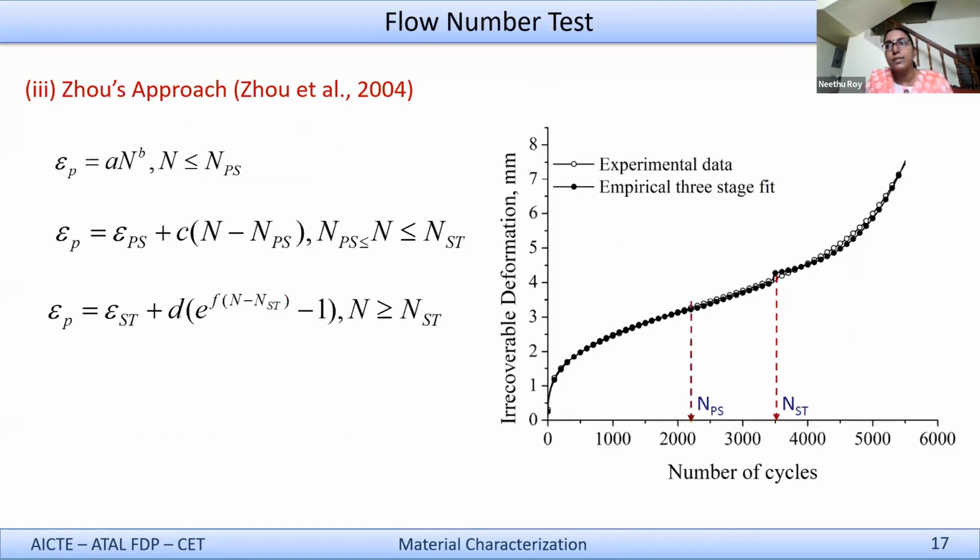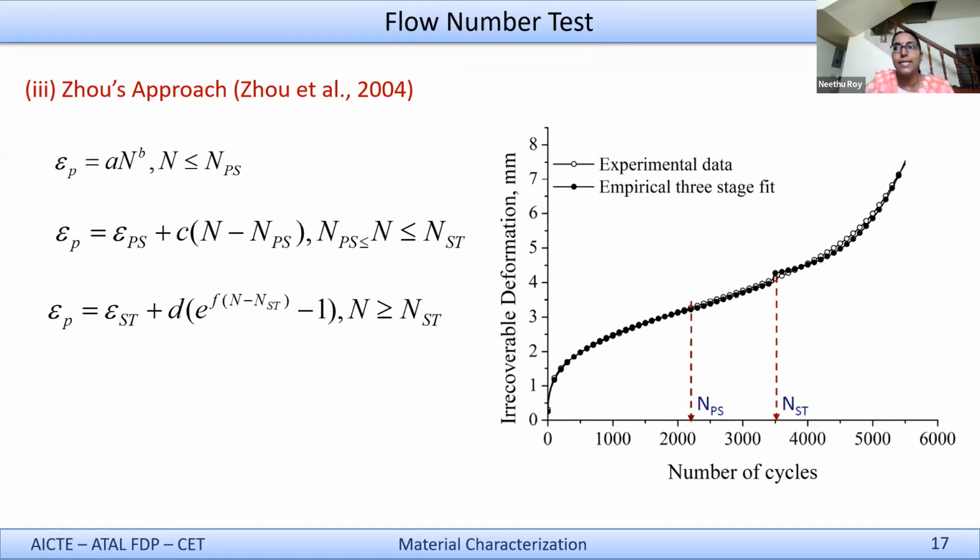And the third approach is that Zhao has identified that it is not just a power law and an exponential law. There is some portion in between which can be represented by a straight line. So he has represented it with a 3-stage model. You see that there is a power law model, then a straight line portion, and then an exponential model is added. So you can use this data and fit these 3 models and see where the exponential part starts. Okay, so that particular point denotes the starting of your tertiary stage, or essentially your flow number, right?